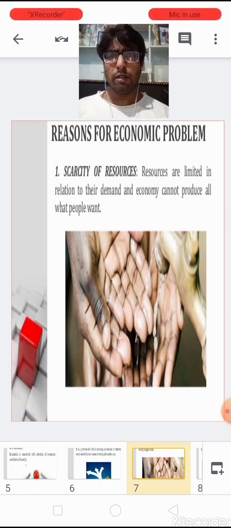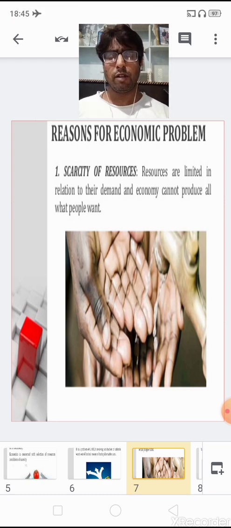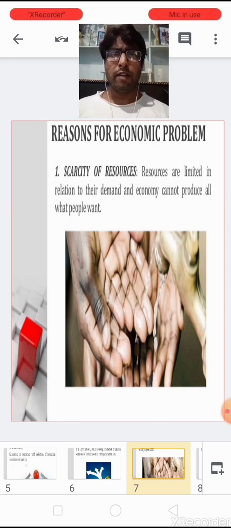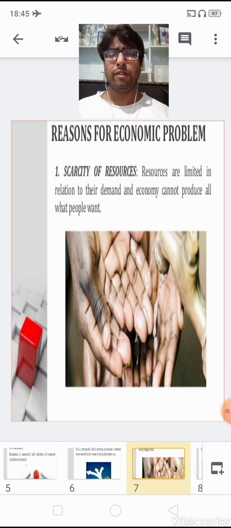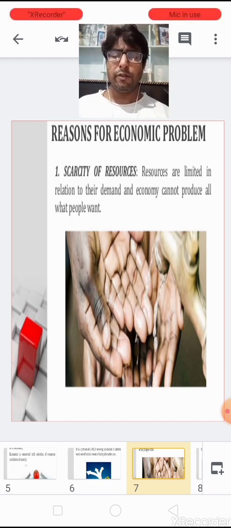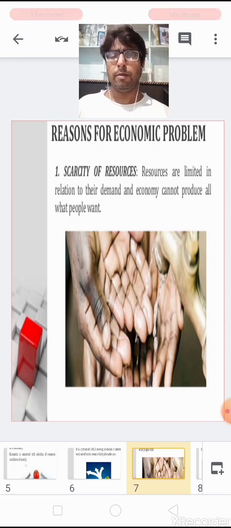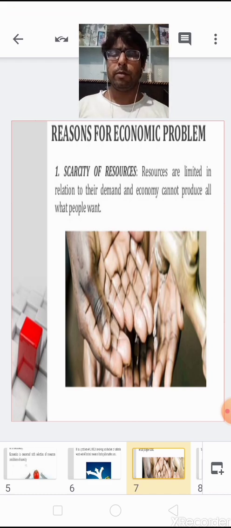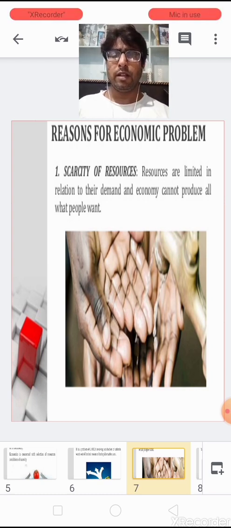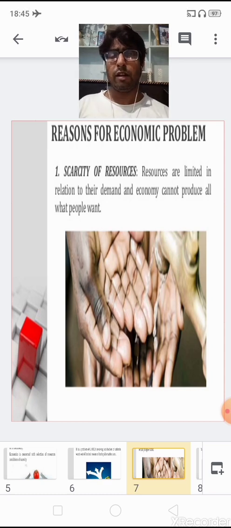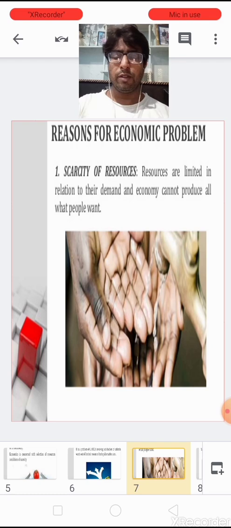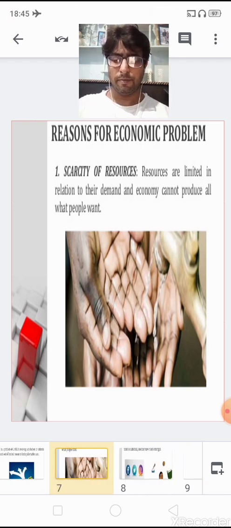Scarcity is universal and applies to all individuals, organizations, and countries. There would have been no problem if resources were not scarce. So, children, the study of economics would not be needed if there were no economic problem. If there is no economic problem, there is no economics. So this was the scarcity of resources. If the resources are scarce in relation to their demand, then the economy cannot produce anything or everything that the people actually want. So that is called the scarcity of resources.